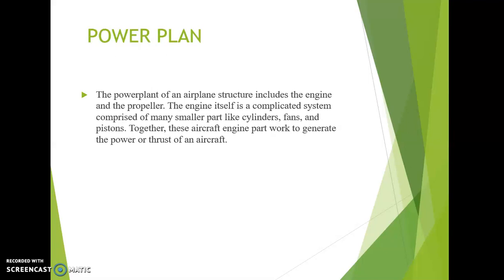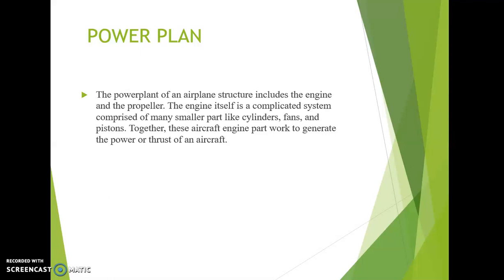Next part, power plant. The power plant of an airplane structure includes the engine and the propeller. The engine itself is a complicated system comprised of many small parts like cylinders, fans, and pistons. Together, these aircraft engine parts work to generate the power of thrust of an aircraft.